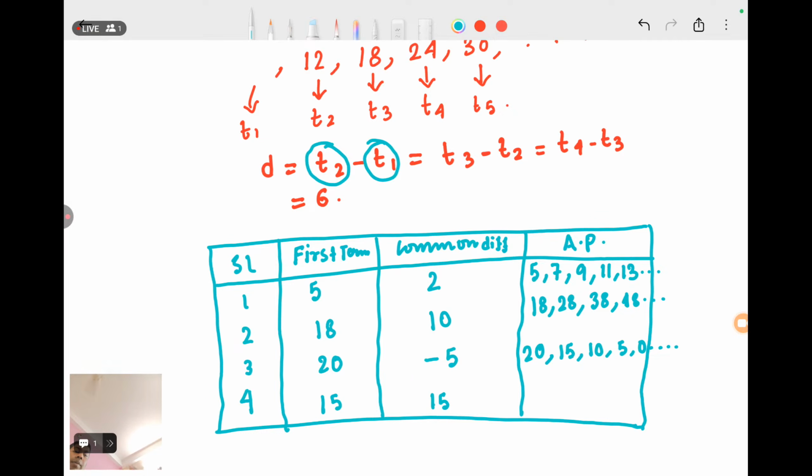It will go on, means we have to subtract 5 in the next term. Now in example 4, the first term is 15 and after that we will add 15 in the consecutive terms, like the second 30, then 45, then 60 and so on. So I have given examples of arithmetic progression. Now I will give you a question and you have to answer this.